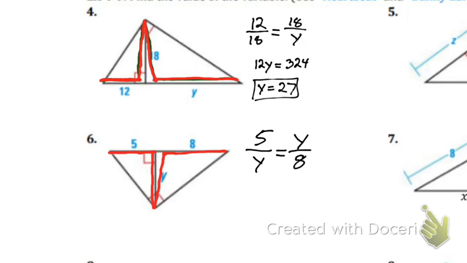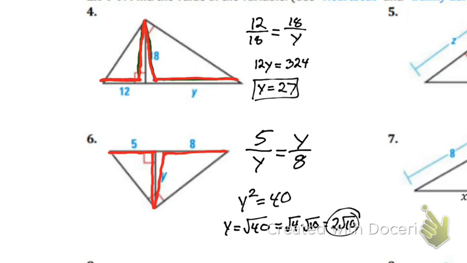All right, so we're going to use our means extremes to go, okay, y squared equals 40. So we are going to have y equals the square root of 40. That is not simplified. 4 goes into 40 10 times, so it'd be square root of 4 times square root of 10, which equals 2 square root of 10. So your y equals 2 square root of 10.